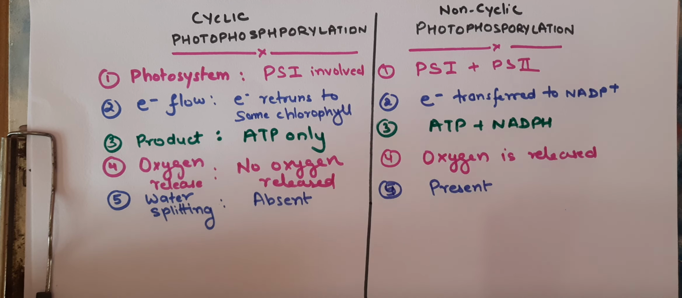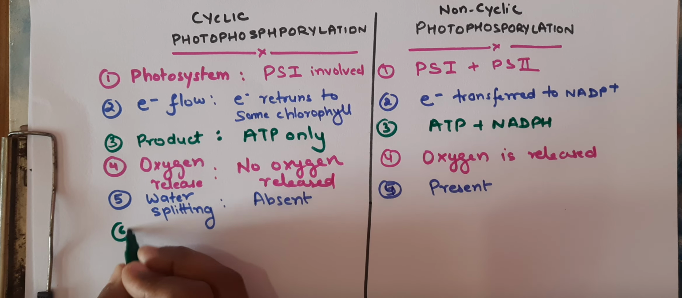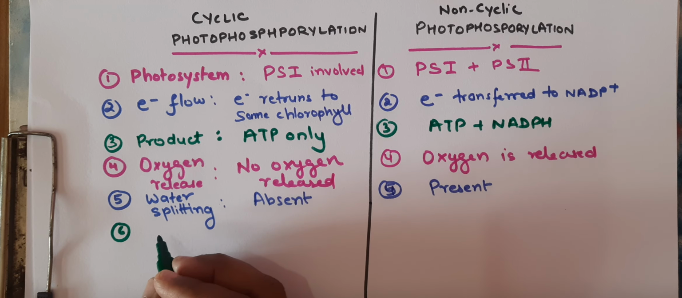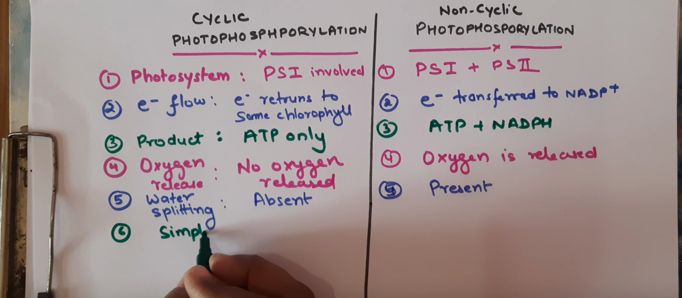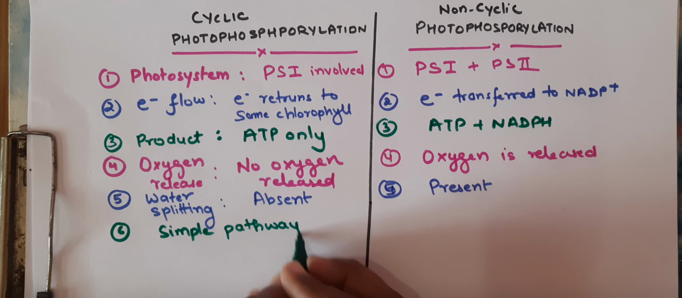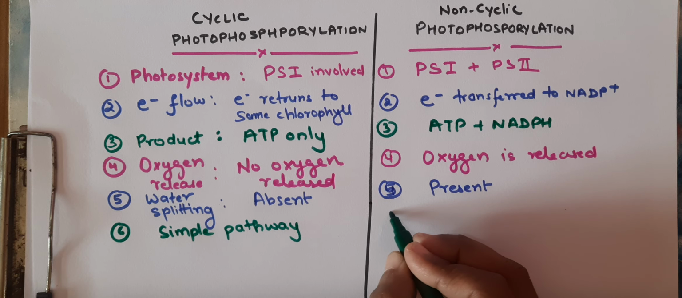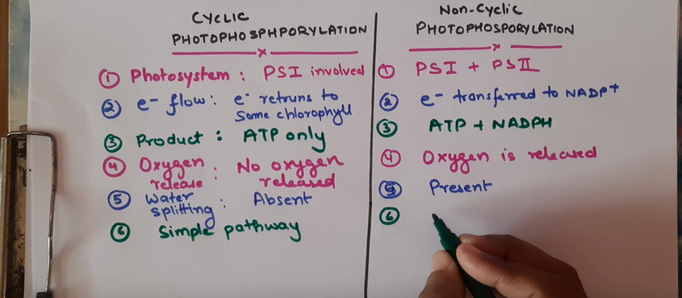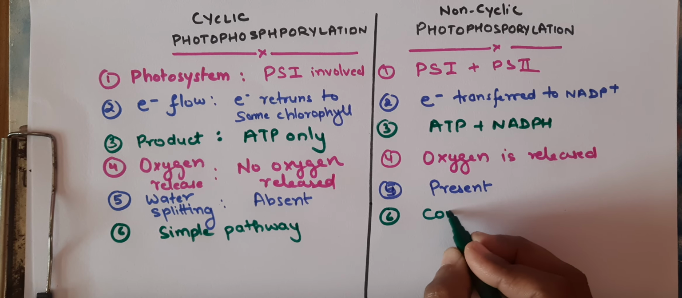Now if we talk about the complexity, the cyclic photophosphorylation process, students, is a simple pathway in terms of complexity. However, the non-cyclic photophosphorylation process is a complex pathway.